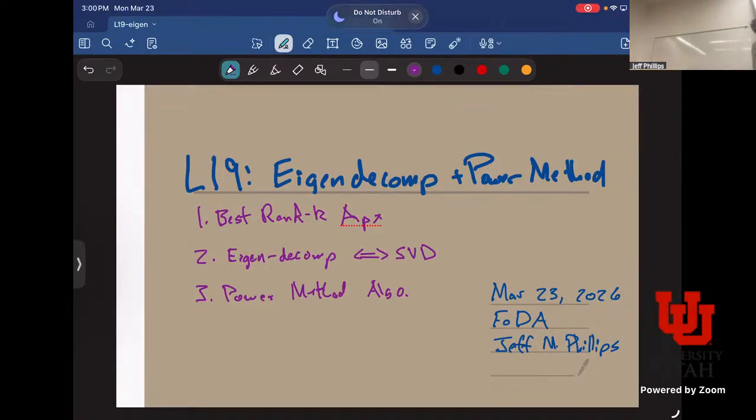Today we're going to be talking about a few things. But we're going to start with reviewing some stuff about the best rank K approximation. So this will be some things that we sort of covered at the end of the last lecture on Wednesday, but we went over it quick, so we'll review some of that.